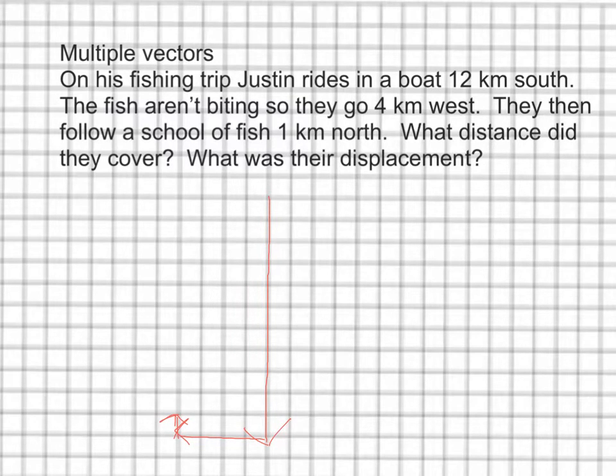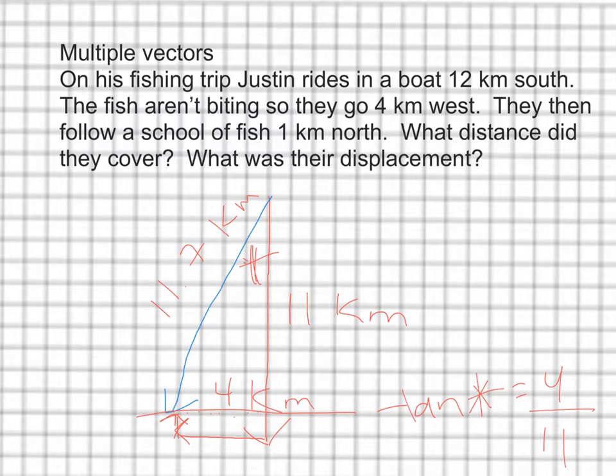So what is my resultant? The resultant's going to be here. The question is, what distance did they cover? Now remember, distance is scalar. So distance would just be the total, 12, 4, and 1. He went 17 kilometers in total. But what was his displacement? That's this resultant vector that we'll look at.